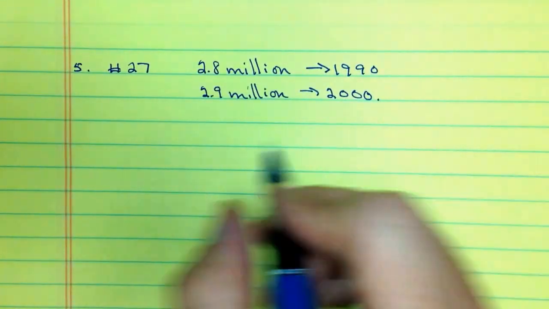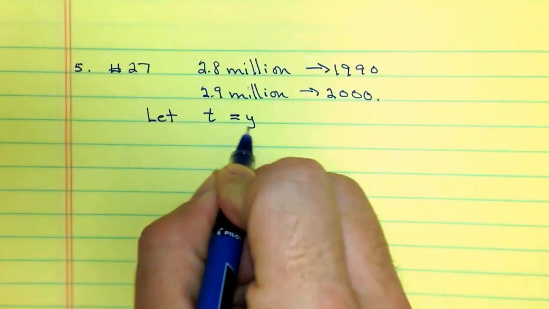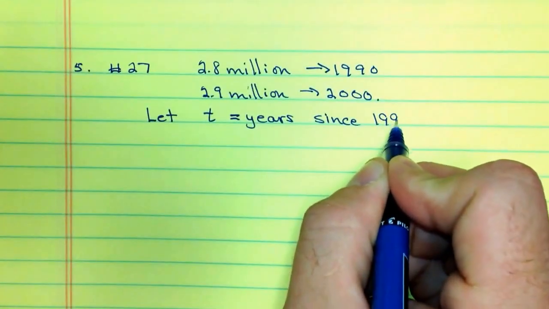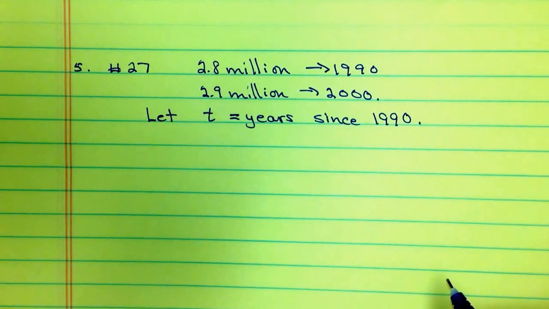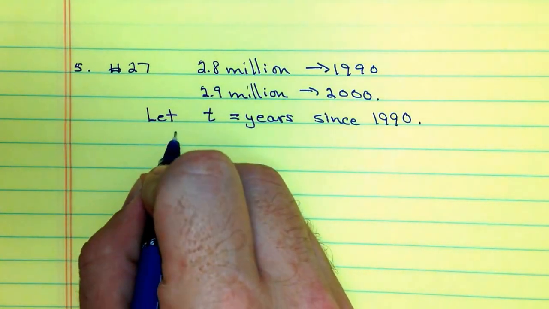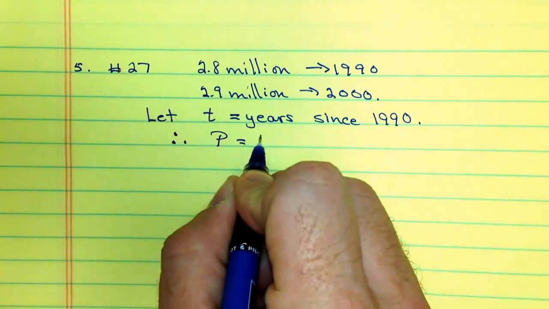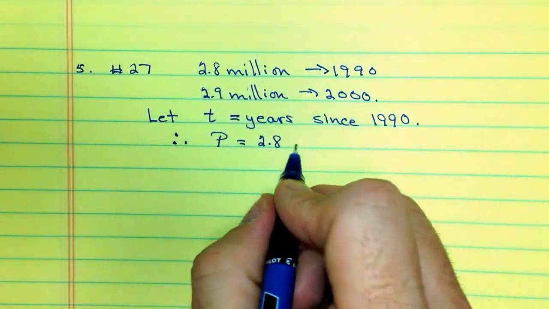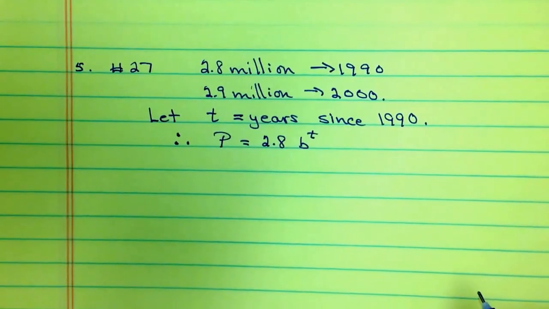All right, so before we start anything, we let t be the years since 1990. That makes our life a lot easier. We don't like actually plugging years into a function. So that means, if I use capital P for population, it's going to be 2.8, because now 1990 is year 0, so that's 2.8 times b to the t. Right? So we want to figure out what b is.